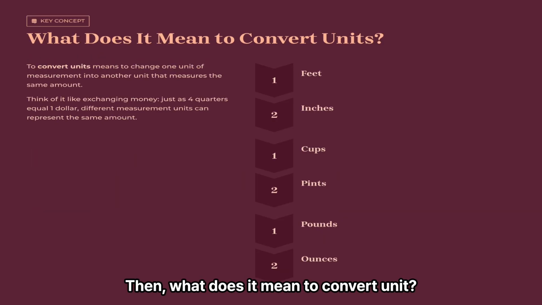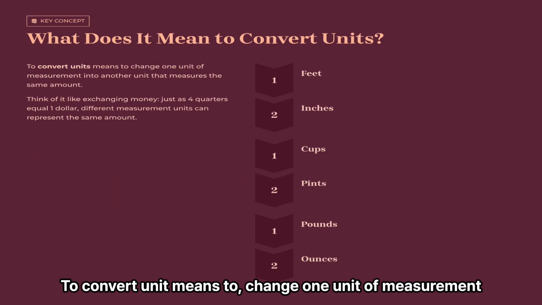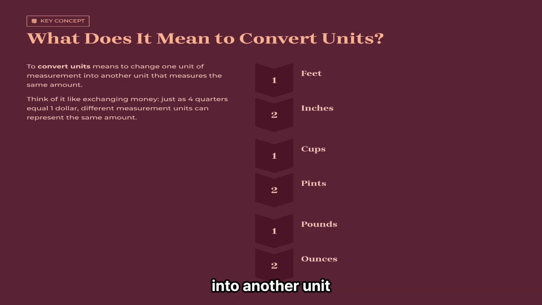Then what does it mean to convert units? To convert units means to change one unit of measurement into another unit that measures the same amount. Think of it like changing money. Just as 4 quarters equals $1, different measurement units can represent the same amount. So feet can be converted to inches and vice versa, as can cups, pints, pounds, ounces.